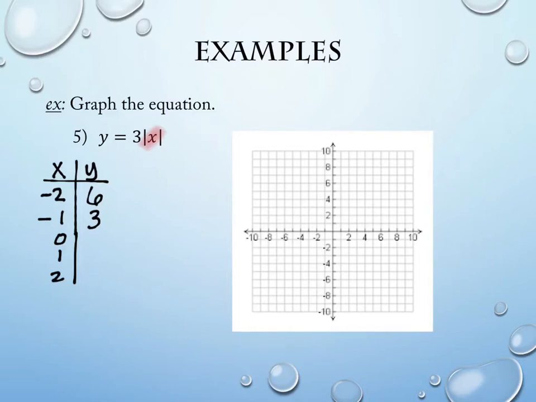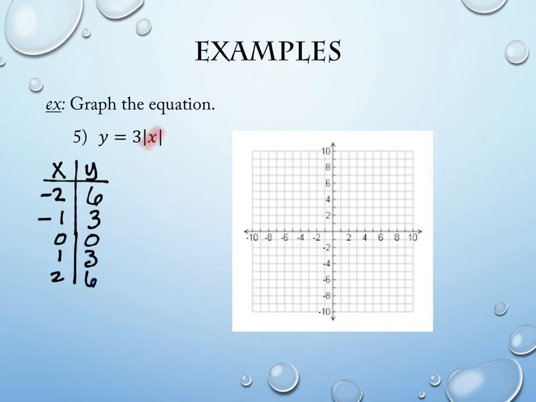All right, what's the absolute value of 0? 0. And 3 times 0 is 0. Zeros are often nice numbers to pick. How about the absolute value of 1? 1 times the 3 in front, 3. The absolute value of 2, 2 times the 3 in front, 6.